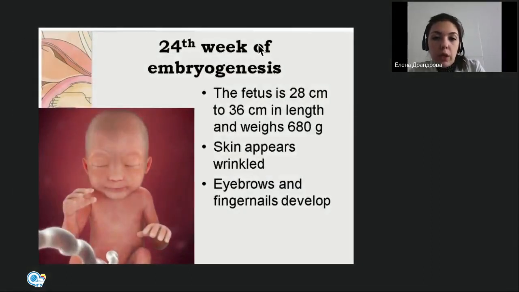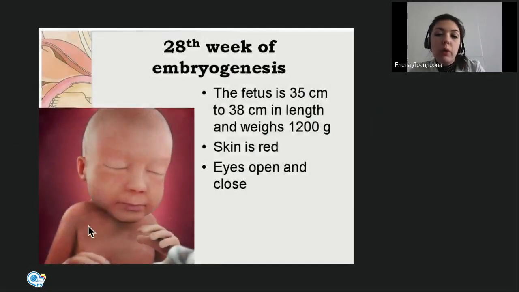At the 24th week of embryogenesis, the fetus is 28 to 36 centimeters in length, and its weight is 680 grams, and the skin appears wrinkled, and eyebrows and fingernails develop. Actually they appear, you remember, from the 12th week, but now they develop very well, these nails. Then on the 28th week, the fetus is 35 to 38 centimeters in length, and its weight is about 1,200 grams, and the skin is red, and he can open and close his eyes. And we have now this 3D or even 4D ultrasonography, with which we can easily see how the baby opens and closes eyes.